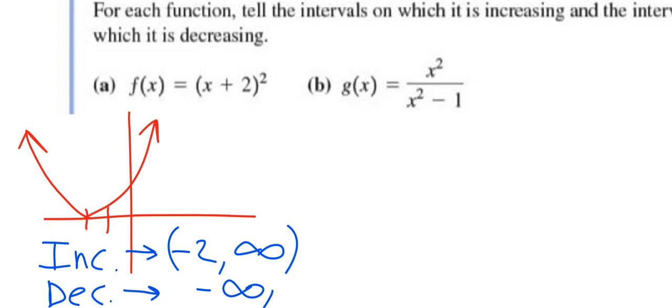-infinity to -2. Absolutely must have parentheses on both ends. Now, there's no question about this. You're on the roller coaster, right? You're coming down. Right at the bottom. Right at the very bottom. Are you increasing? Are you decreasing? Or neither?